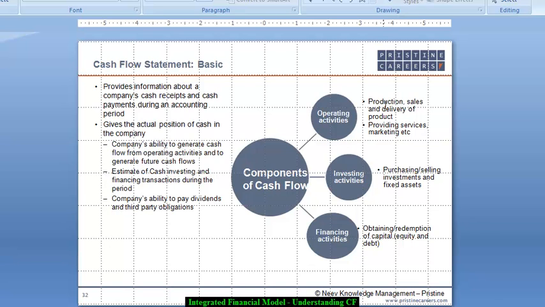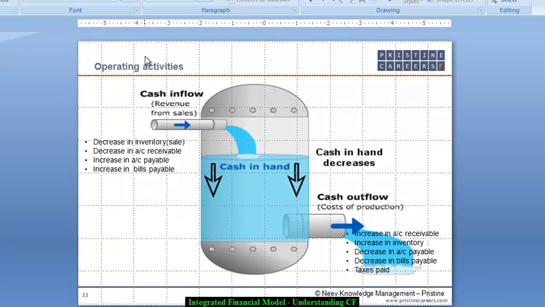So if we were to see what kind of operating activities could be there, there could be a cash inflow in the form of revenues from sales, and there could be a cash outflow in the form of cost of production. So this is the simplest cash inflow and outflow possible.